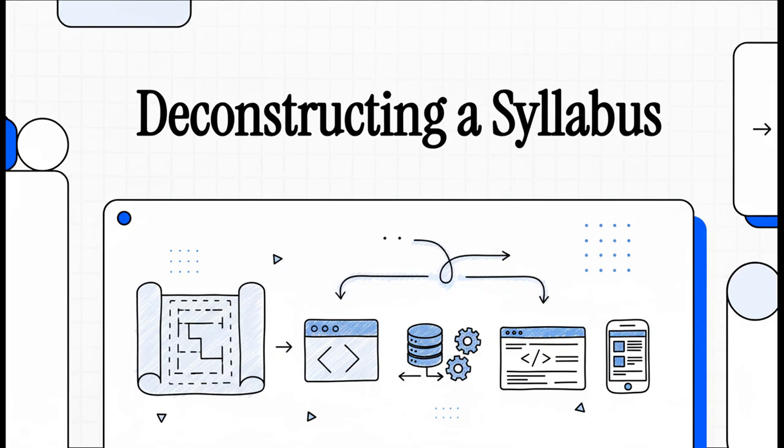Let's dive right in. Today, we're taking a look at a real university syllabus for a web programming course. And you might be thinking, a syllabus? But trust me, this is like the secret roadmap, the blueprint, that shows exactly how a modern website gets built, from just an idea all the way to a full-blown application.